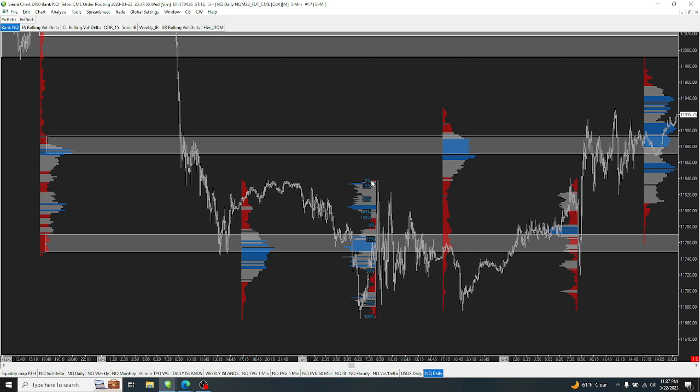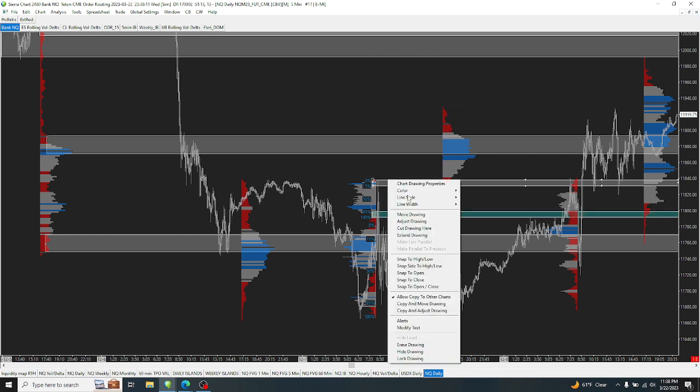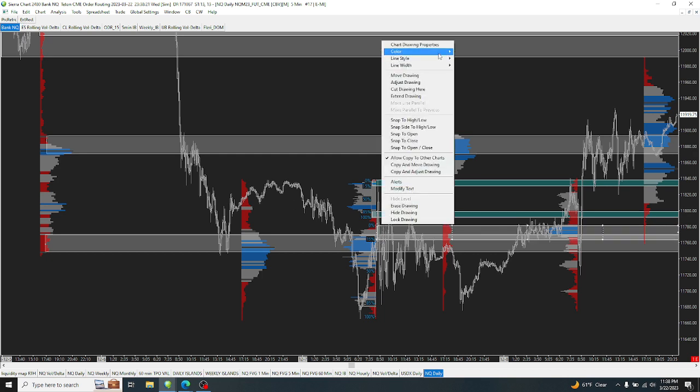So these would be like your globex inventory zones. So we'll do these and we'll make them, let's just say a teal color. I get it, there's probably an easier way to do this. I am not the best with Sierra, but it gets the job done.